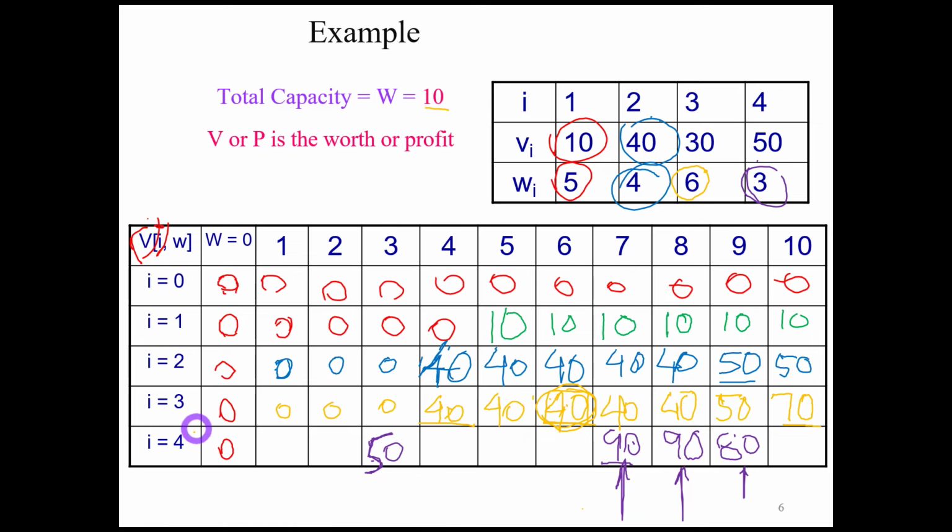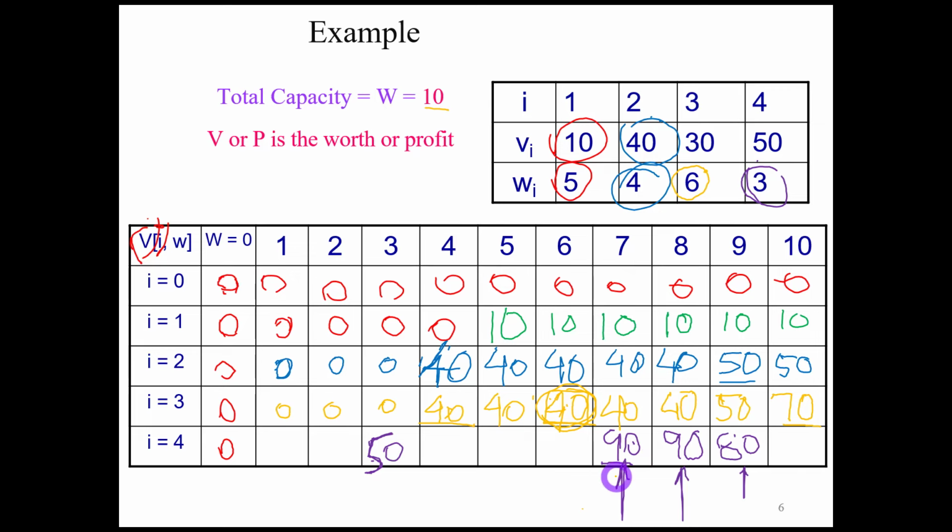And is there any other combination? Can I pick up all of these? No, that exceeds the total capacity. Can I pick up 4 plus 3 plus 2? So 3 plus 6, 9 plus 4. No, I cannot pick up that. Can I pick up 3 plus 4 plus 5? I cannot do that. So these are the only allowed combinations that do not exceed the total capacity.